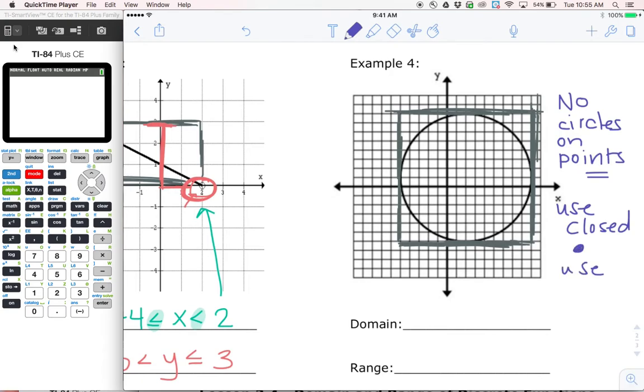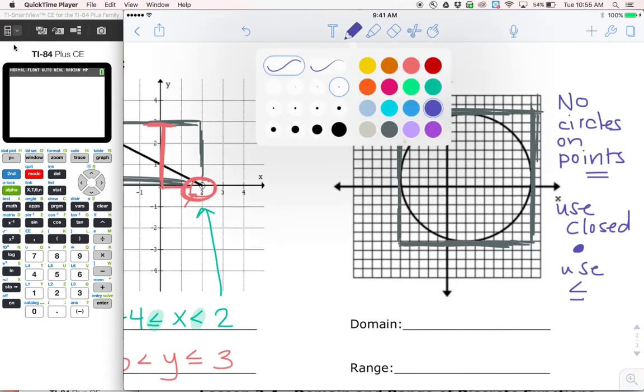Use less than or equal to. All right, since we don't see an open circle, we're going to assume we're looking at all of these points. We want to be inclusive. We're going to use less than or equal to. All right, so my domain, here we go.